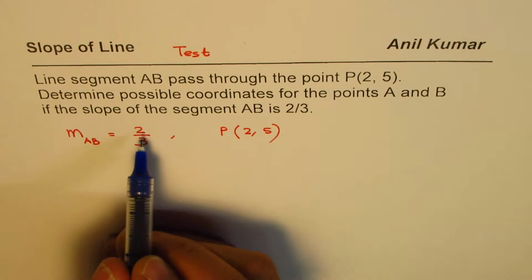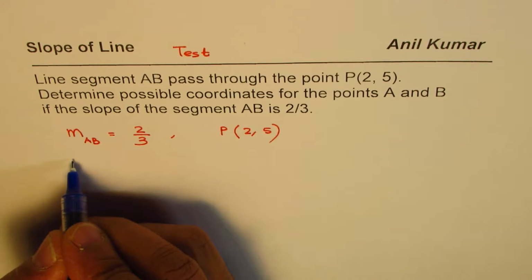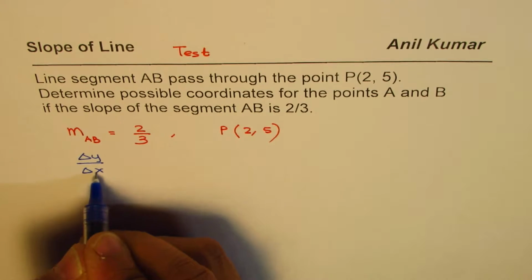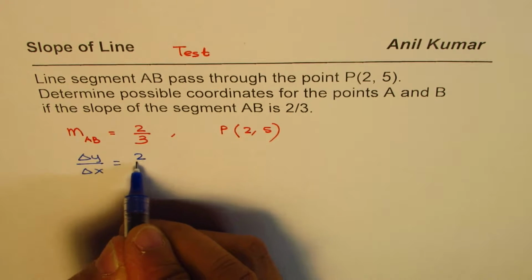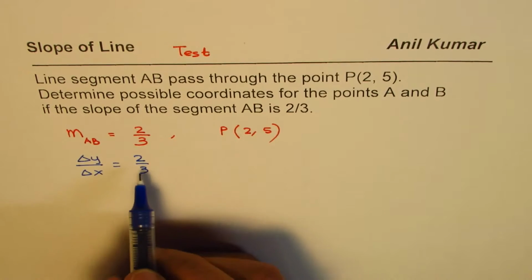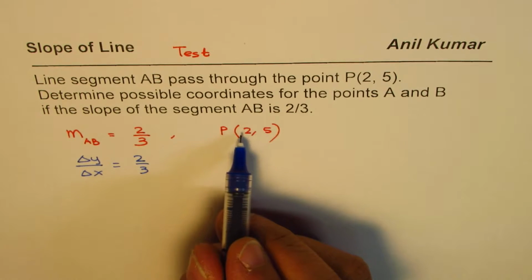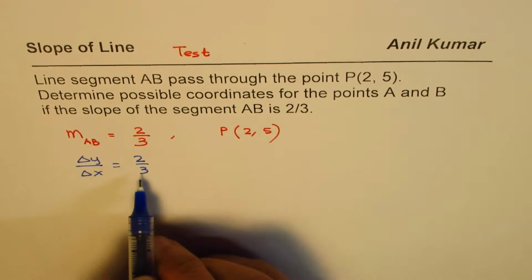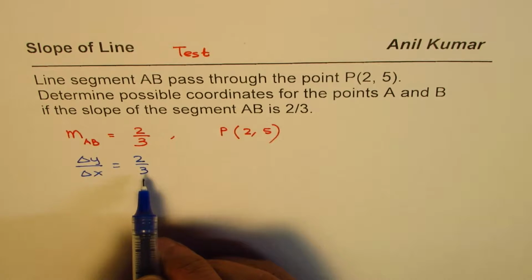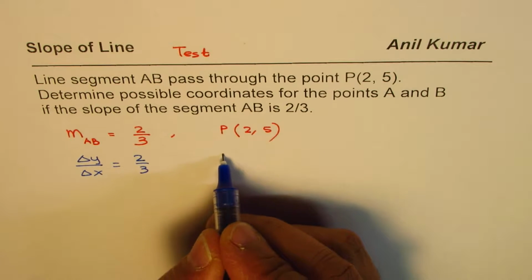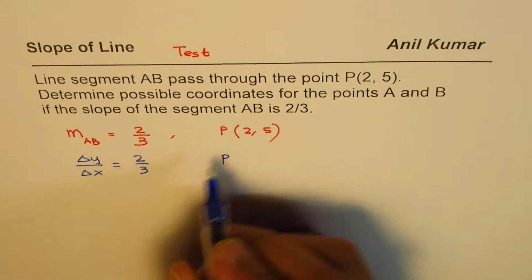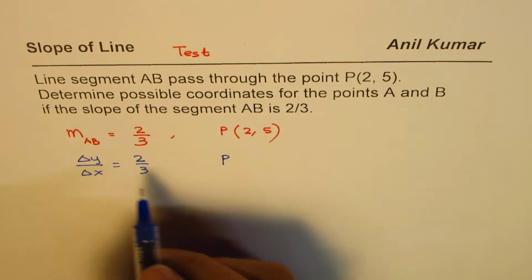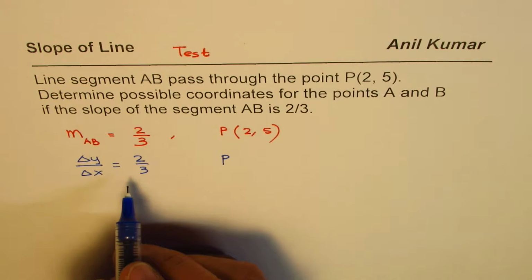Now when we say slope is given, that means we know that change in y value over change in x value is given to us, and in this case it is 2 over 3, correct? And we are given a point P which is (2, 5). When I say change in x and y values are given to us, that really means that to the point P, if I add these, I get the next point, right? So to get the next point, what should I do?